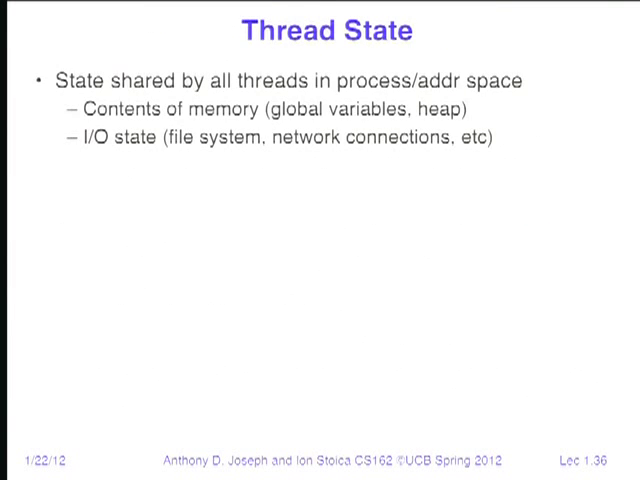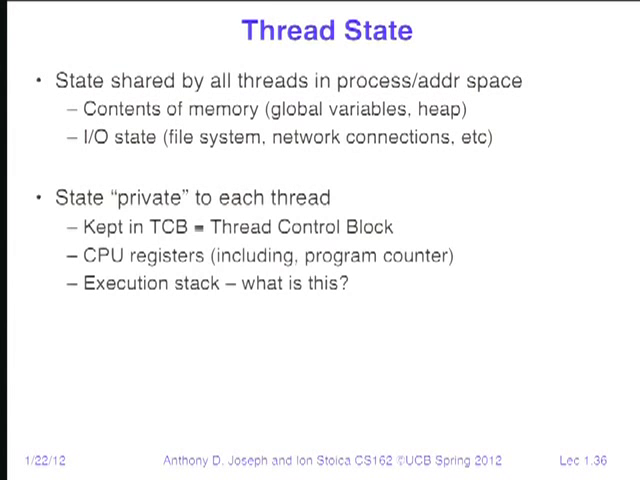Okay. Thread state. So what thread state do we have? We have shared state in the form of the process and the address space, the contents of memory, the I/O states, all shared. And then we have private state. We have state kept in our thread control block, like the registers and the stack. All right? The execution stack is where we store all of our local variables when we're doing recursion, our return program counters, and so on.